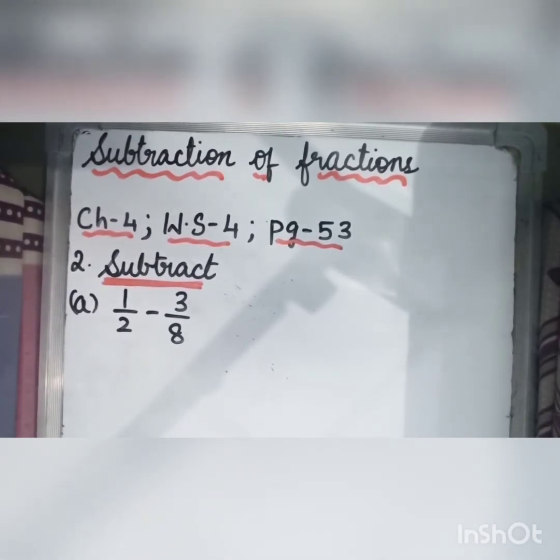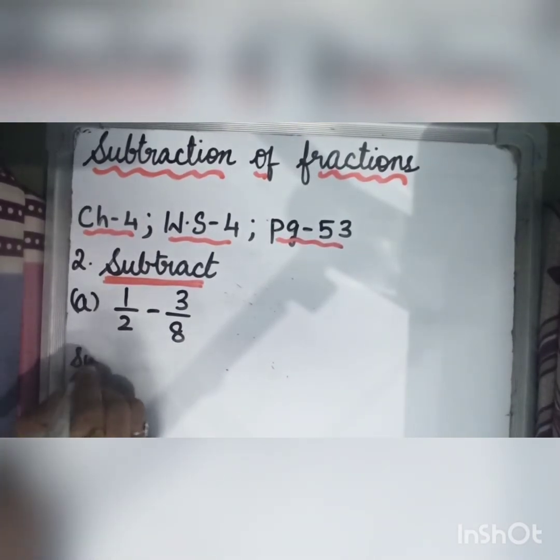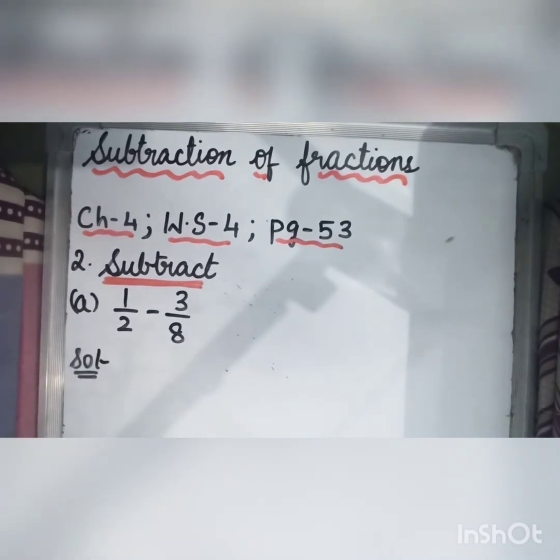Now let us see the A bit, that is 1 by 2 minus 3 by 8. Now clearly they are unlike fractions.